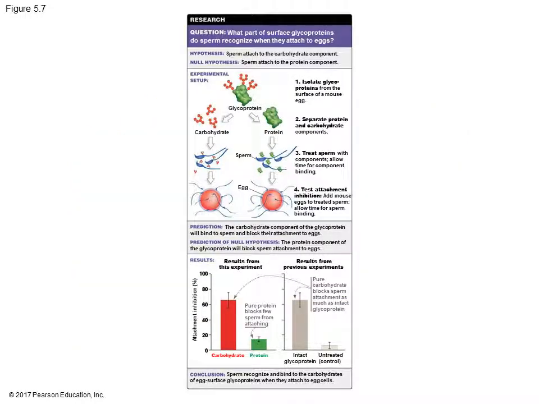There's an experiment in your book that you can take a look at, but what they did is they actually took apart a glycoprotein. Some sperm only had the sugar part of a glycoprotein, whereas other sperm only had the protein part. And then they wanted to know what effect it would have on sperm attaching to eggs. And what they found is that the sugar was way more critical than the protein for attachment of sperm to the egg. So please take a look at this case study that's in your book.